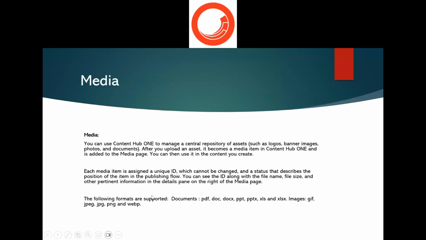Now, what formats are supported? Documents like PDF, DOC, PPT, and PPTX along with Excel are supported, whereas images like GIF, JPG, PNG, and WebP are supported. WebP is the latest support. And nowadays, we can also add content to Sitecore AI in the content section.